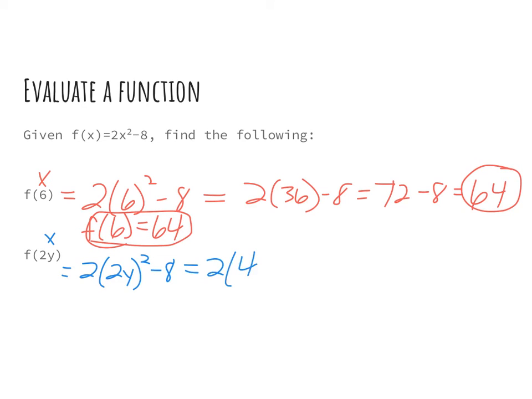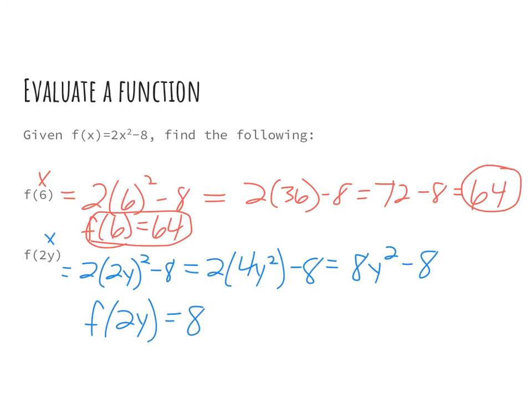2y squared is 4y squared, because I square 2 and I square y. 2 times 4y squared is 8y squared. And I can't combine it anymore, so f of 2y is equal to 8y squared minus 8.